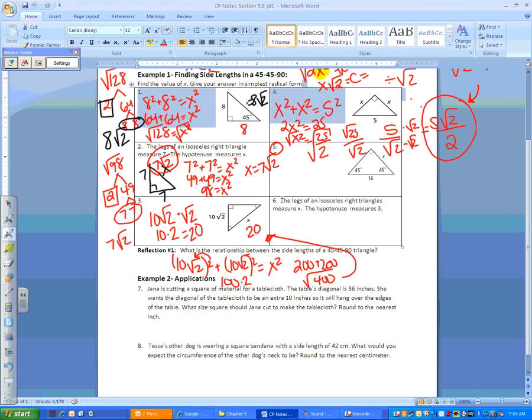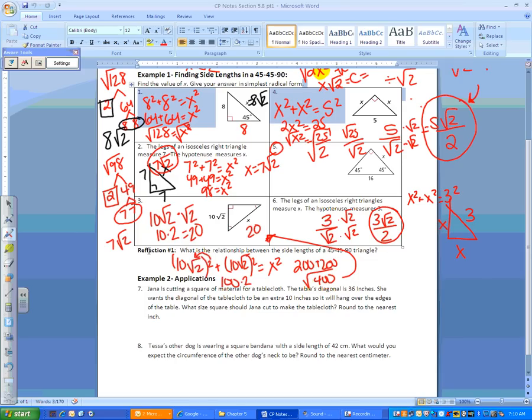Okay, number 6. The legs of an isosceles right triangle measure x. The hypotenuse measures 3. So if I drew a picture, we don't know what the legs are. We'll call those x. We know the hypotenuse is 3. The shortcut is just to take the hypotenuse and divide it by radical 2. And then since we don't like the radical on the bottom, multiply, and you're going to get 3 radical 2 over 2. Done. If you really don't understand the shortcut, go ahead and do Pythagorean theorem. Trust me, you'll get the same exact thing.